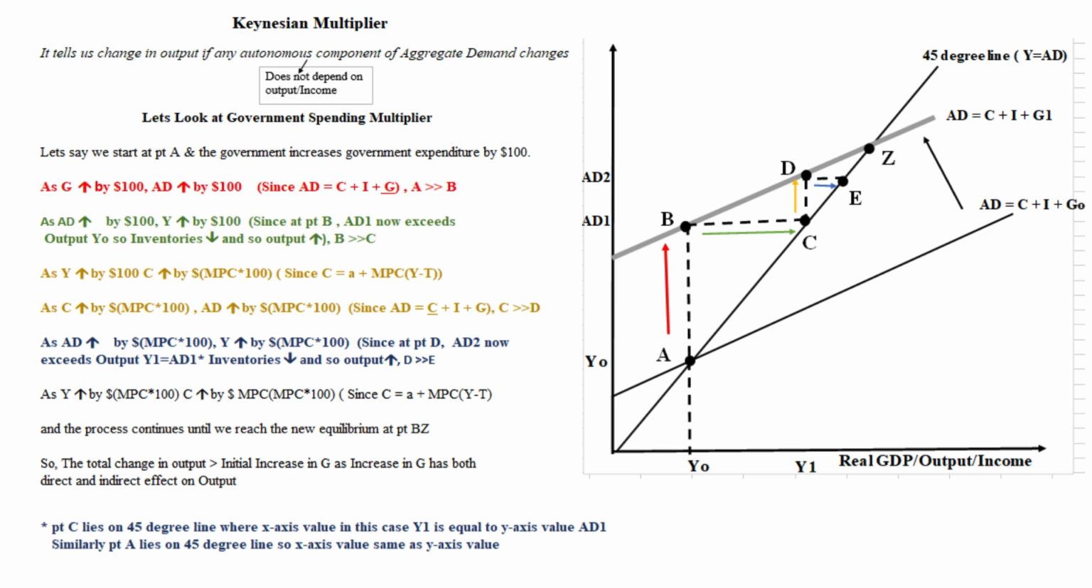As a result of this, inventories are going to go down and output is going to increase until we come back to the 45-degree line. And so output will also increase by MPC times 100 as aggregate demand increases by MPC times 100.